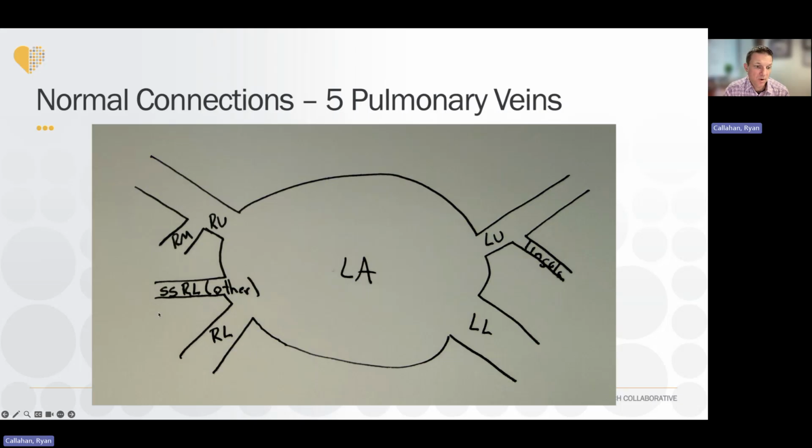You could have 5 veins where the superior segment of the right lower is entering the left atrium on its own. I did not draw this, but there is a segment called the superior segment of the lower lobe in both the right lower and the left lower, and this normally joins the lower vein before entering the atrium, but this would be a unique pattern where it drains into the left atrium on its own. And I put in parentheses other here because that's what you would classify this as, an other vein.